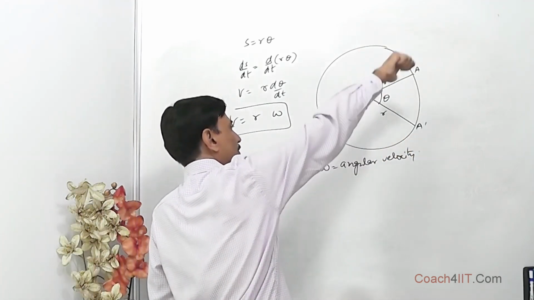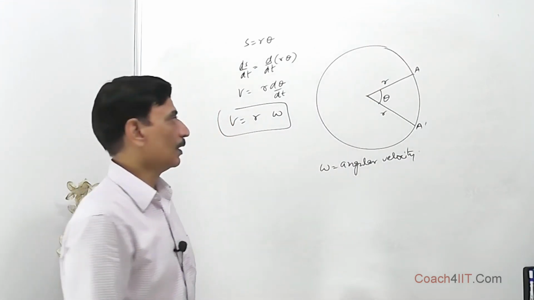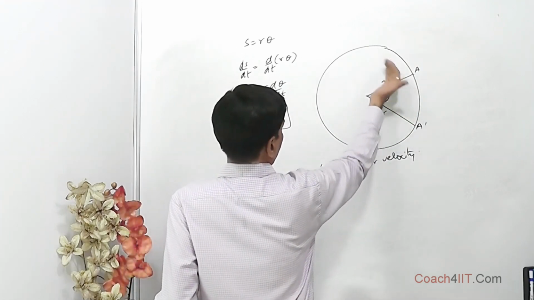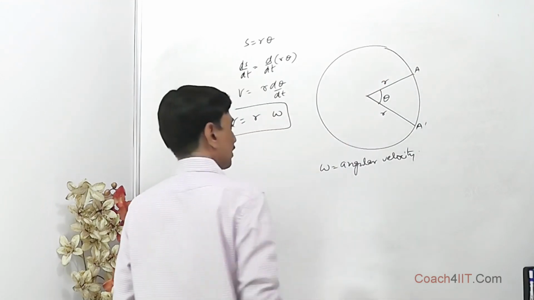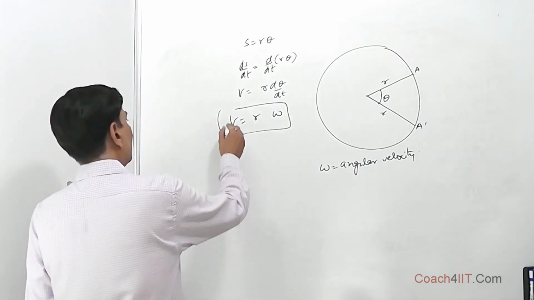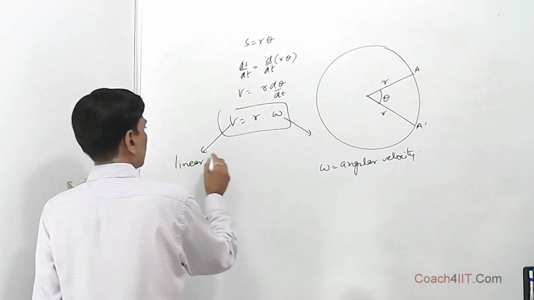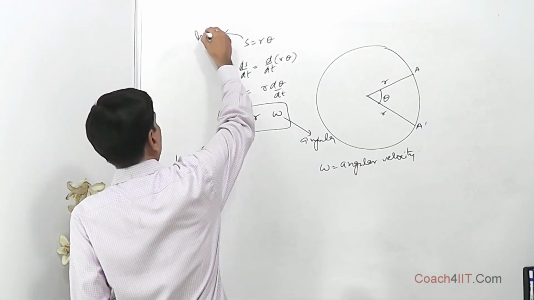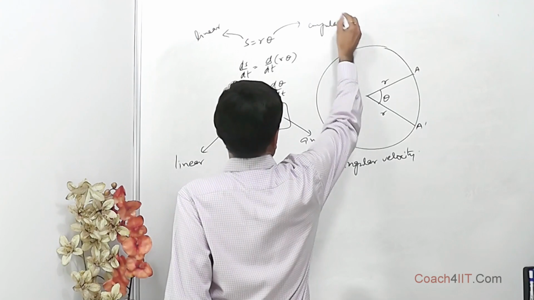If it is moving like this, then the angular velocity vector is into the plane of the paper. Take your right hand and curl your fingers in the direction of how he is moving, then the angular velocity vector is in this direction. So v is equal to r omega. This is linear velocity, and this is angular velocity. This is linear, this is angular. s is linear distance, theta is angular distance or displacement.